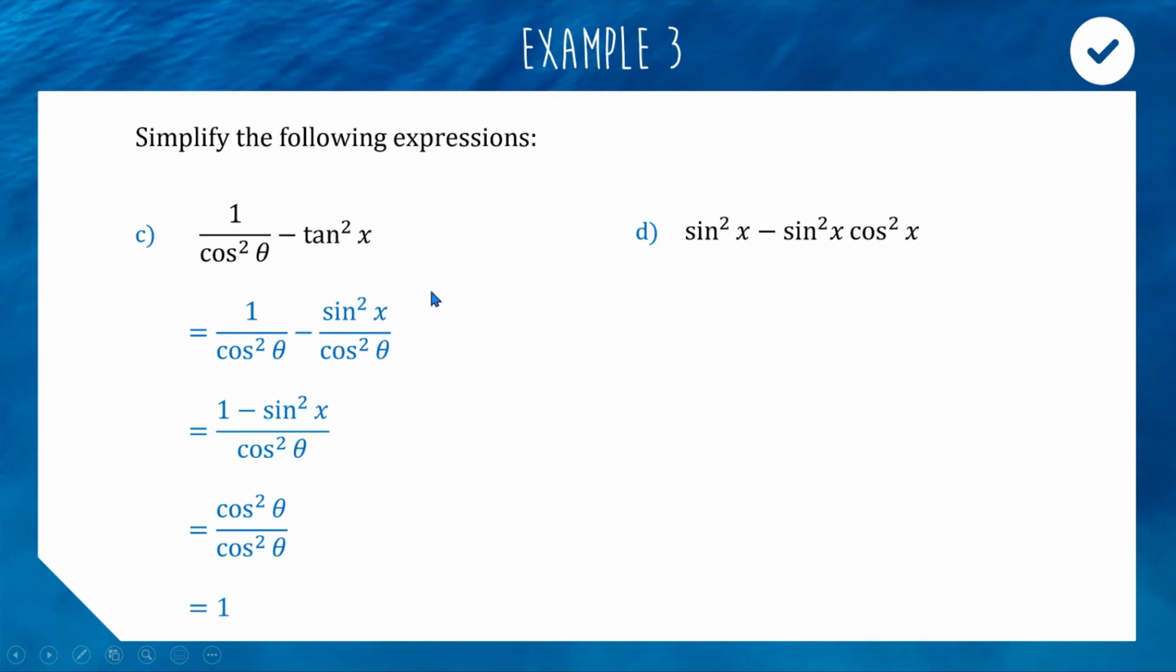Okay, and question D, we have sine squared take away sine squared cos squared x. All right, what can we do here? Well, I suppose we have a common factor, don't we? We have two terms that both have a sine squared in them.